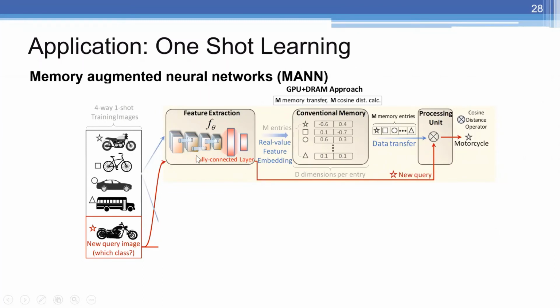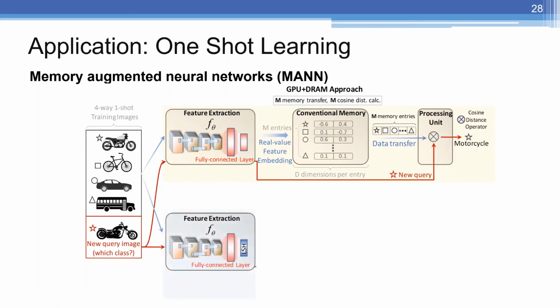Every time a new image comes into the architecture, it goes through the feature extraction layers, and the processing units in the GPU perform the cosine distance between the new query and all the extracted feature vectors stored in the conventional memory one by one sequentially. This sequential operation is extremely time consuming and energy consuming. And we propose to replace the last layer of the feature extraction neural networks with the locality sensitive hashing function.